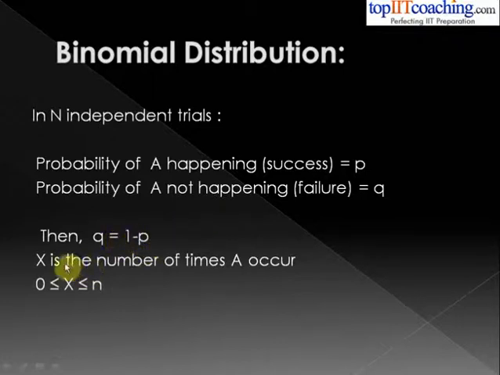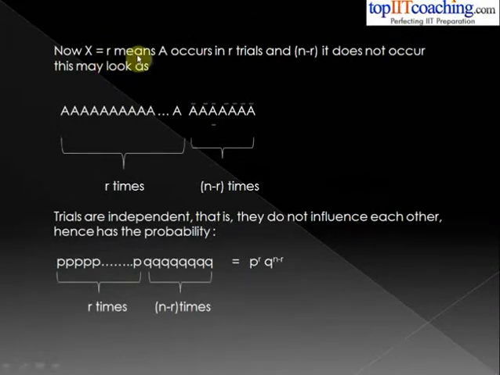Now if we say that X is the number of times A occurs, that is, X represents the number of times A happens, or it represents the success of A, then X is greater than or equal to 0 and less than or equal to n. Here n is the number of independent trials. So if we consider n independent trials, then the number of successes of A would be X, and this X lies between 0 and n, and P is the probability that A happens and Q is the failure of A. Now X equal to R means that A occurs in R trials, and in the remaining n minus R trials it does not occur.